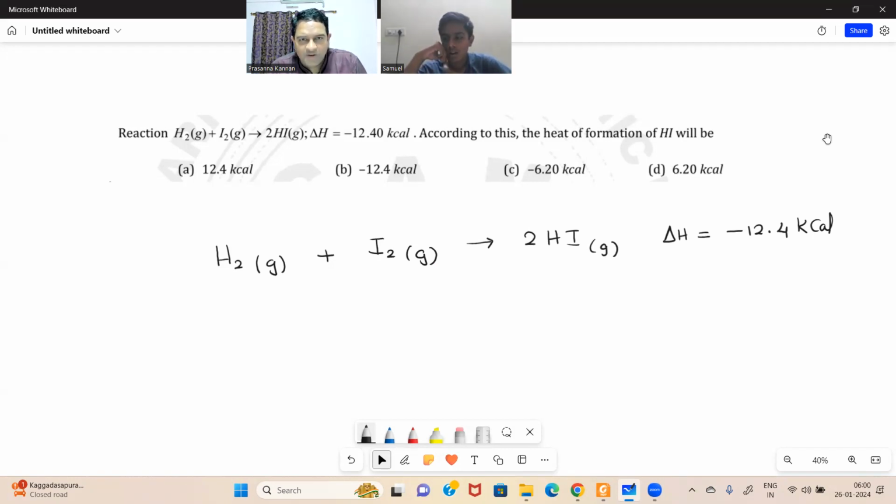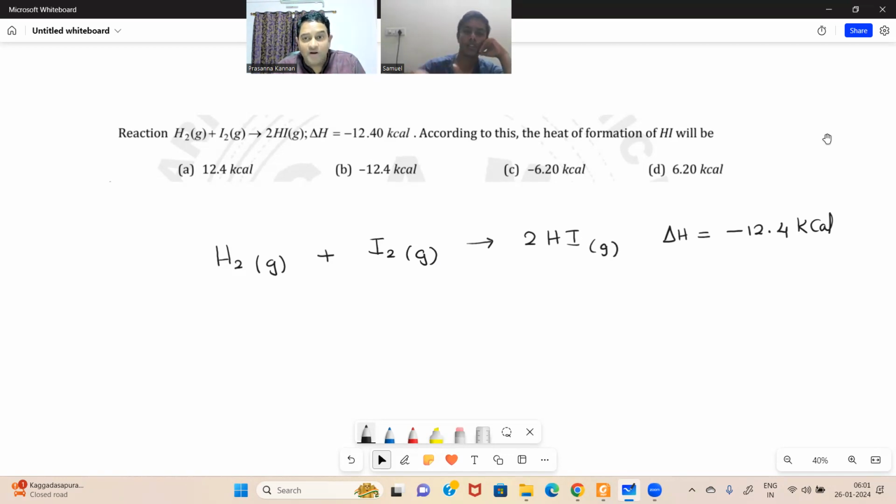Heat of formation can also be called the enthalpy of formation of HI. Right. How do you define that? The heat change involved in the formation of 1 mole of the compound from its constituent elements. Yeah.